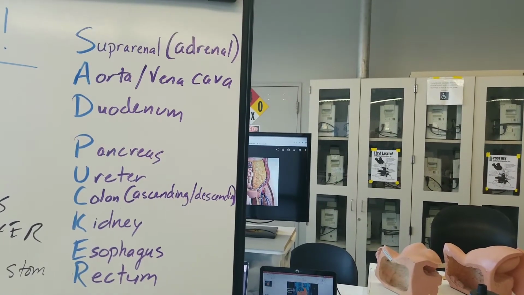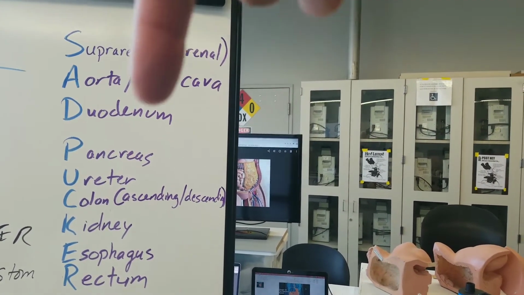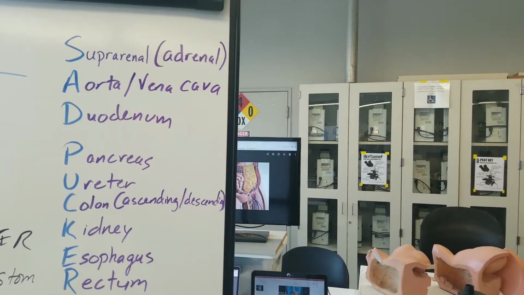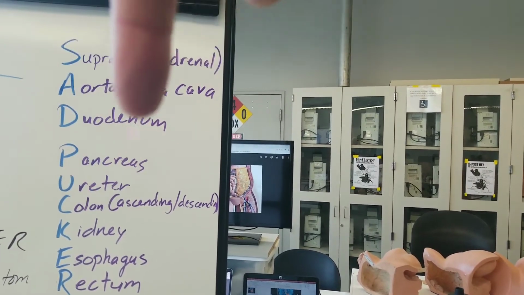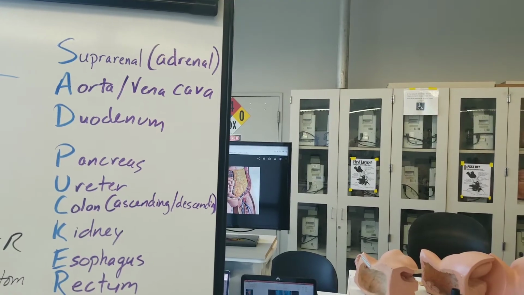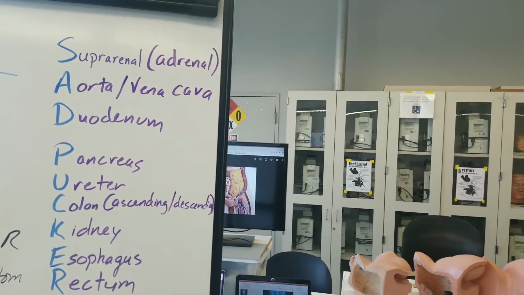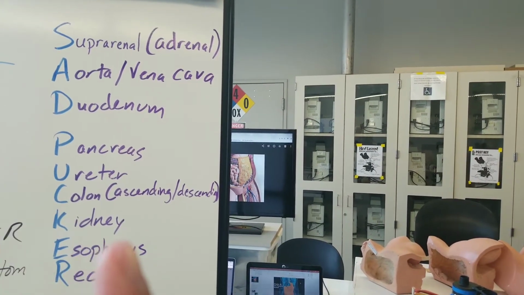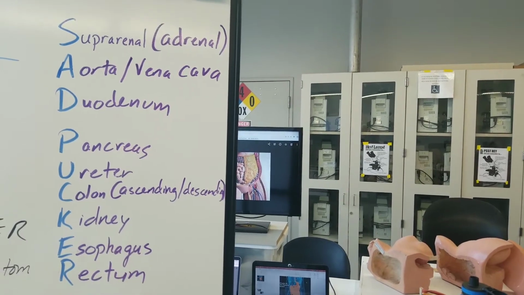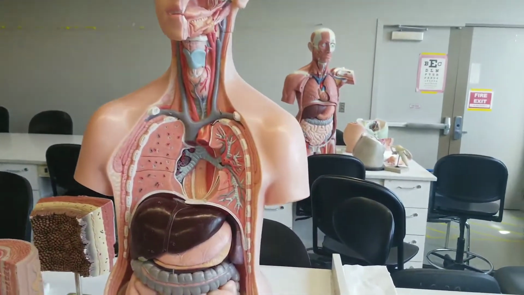The ureter, which exits the kidney. The ascending and descending parts of the colon. There's the kidney, so that would make sense for the adrenal gland since the adrenal is sitting on top of the kidney. The esophagus and the rectum. Let's take a look at our model here and how that would make sense.